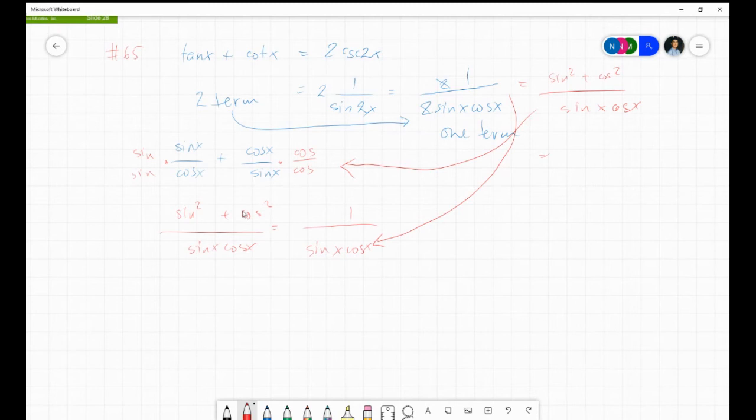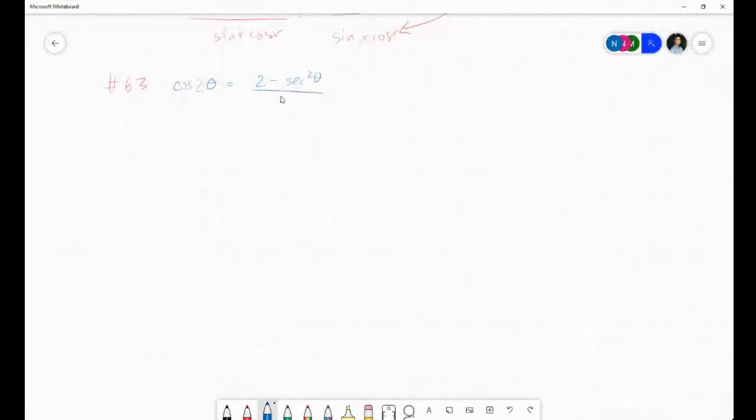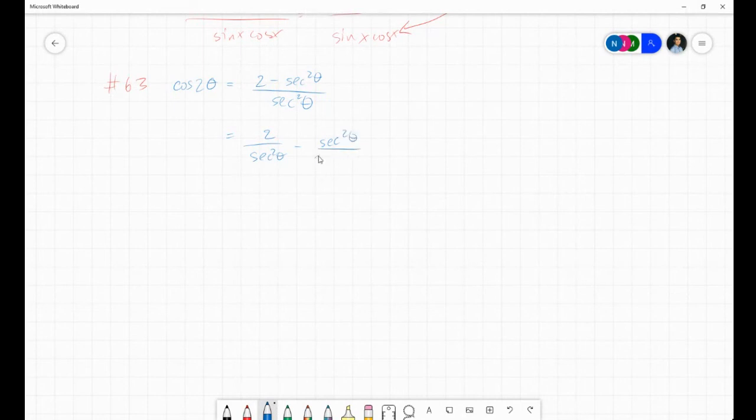All right. And what I did is... Hold on, let me write it down first. So number 63: cosine 2 theta equals 2 minus secant squared theta over secant squared theta. Okay, go ahead, tell me what you did. I did 2 over secant squared theta minus secant squared theta over secant squared theta. Okay, good. Then simplify down.